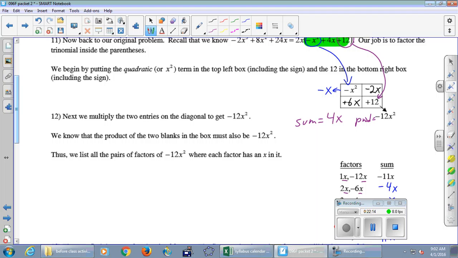Positive 6, right? Can you take an x out of both? No, so just positive 6 is what's going to go down there. Now it turns out that just positive 6 is the right answer, but doing what we just did will sometimes give us the wrong answer.